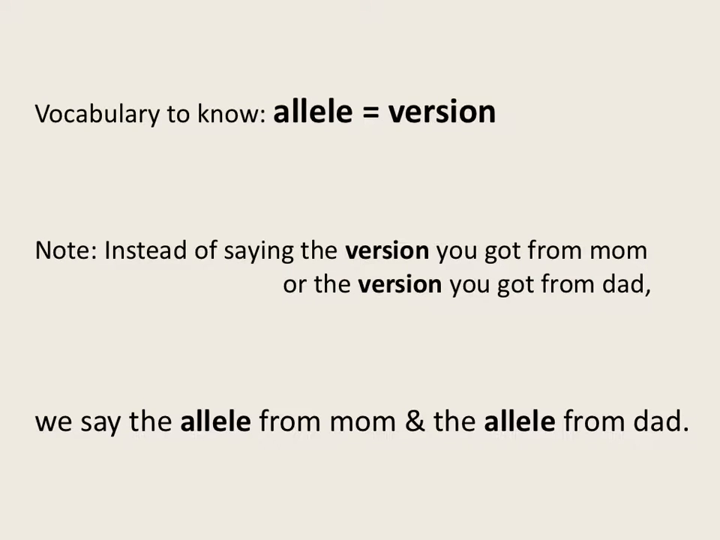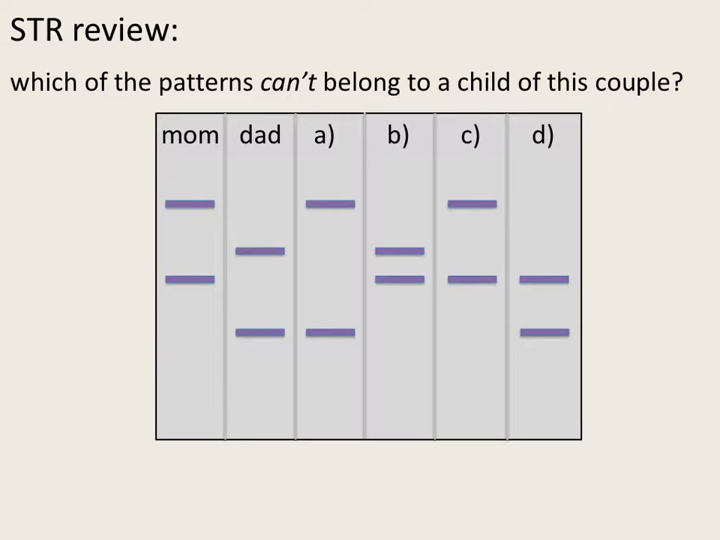Okay. We'll get a little bit on this. First of all, what's an allele? It's a version of a gene. So instead of saying the version you got from mom or dad, you actually say we got an allele from mom or an allele from dad. This is kind of a review.